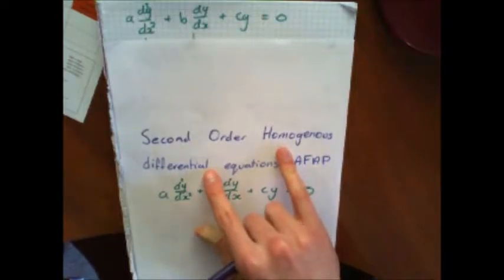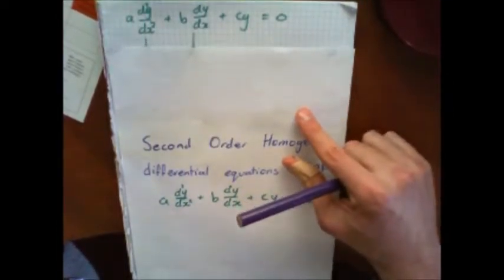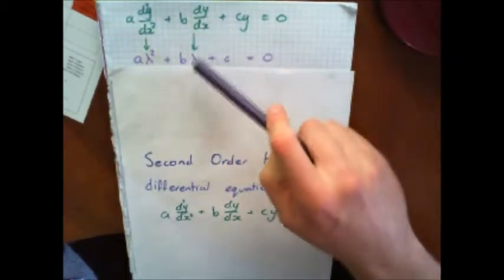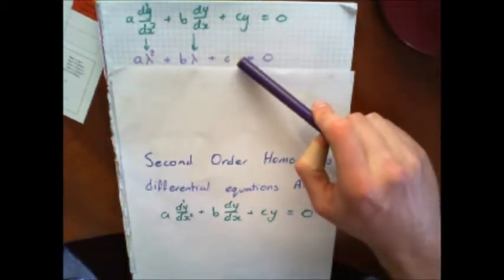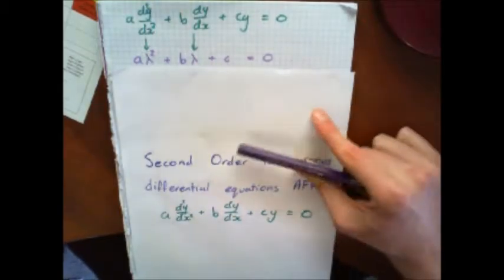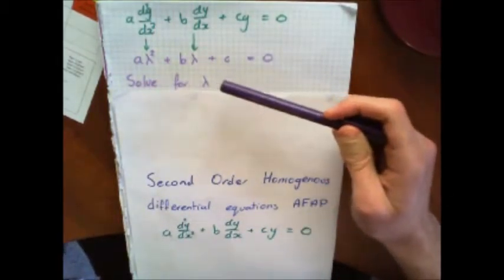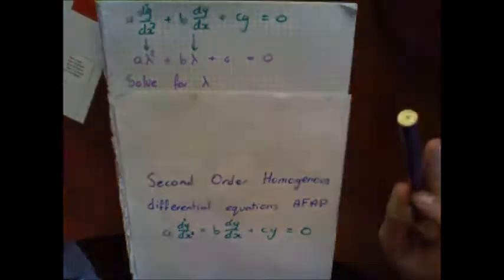Hence the word homogeneous, means the equation equals 0. So moving down, you get the first equation. Second step is to convert the second derivative into a lambda squared, the first derivative into a lambda, and the y into a 1. After this, we've got to solve for lambda. Now, when you solve for lambda, you're going to get one of three cases.